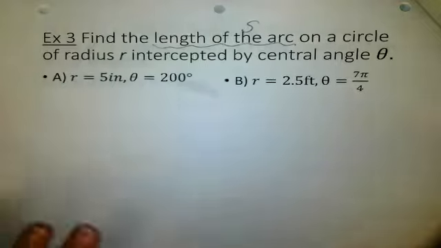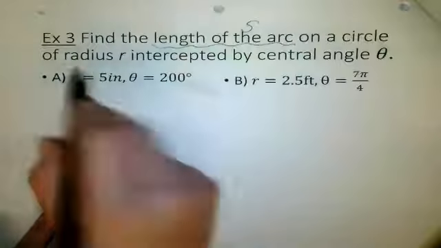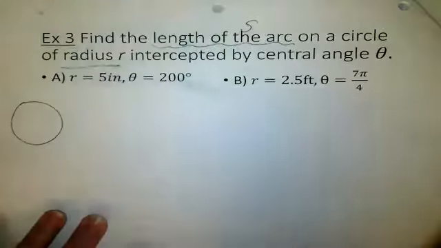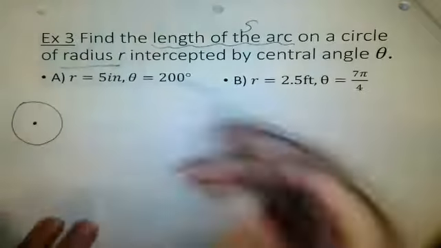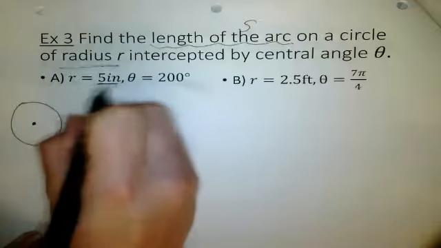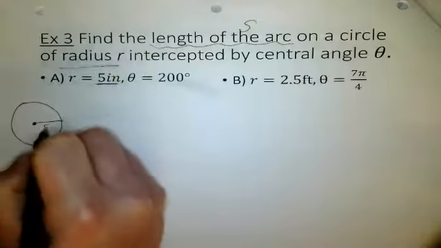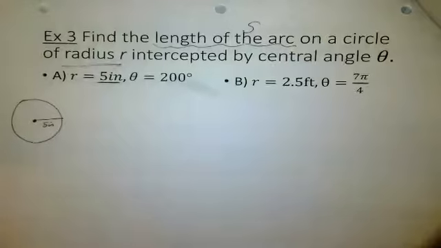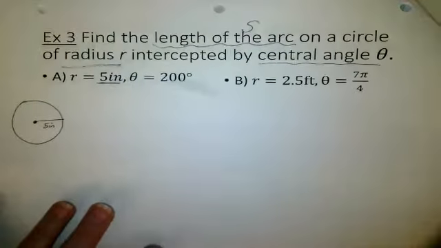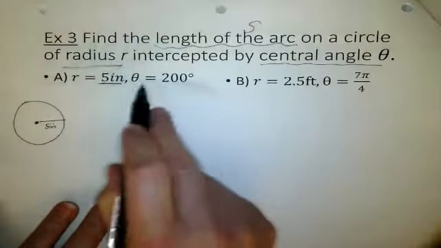All right. So first I want to draw a picture. We have a circle of radius r. So I'm going to draw a little circle, and you don't need a giant circle for this. Just make a small-ish circle on your page, a quarter size is probably good. And I know it has a radius of 5 inches. You'll notice I'm drawing this radius as if it were the positive x-axis, standard position. It has a central angle, theta. And in this case, theta is 200 degrees.